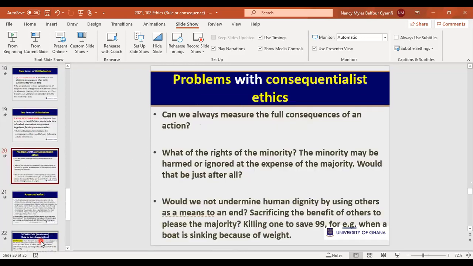What moral rule was underlying that action? All right. Now, problems with consequentialist ethics, generally speaking. All consequence-based ethics will have these challenges that I have outlined. Your role is to find more so you can enrich your essays. Can we always measure the full consequences of an action? What of the rights of the minority? If you say the greatest good for the greatest number, what of the plenty? How about the rights of the minority who may be sidelined because they don't have a voice?